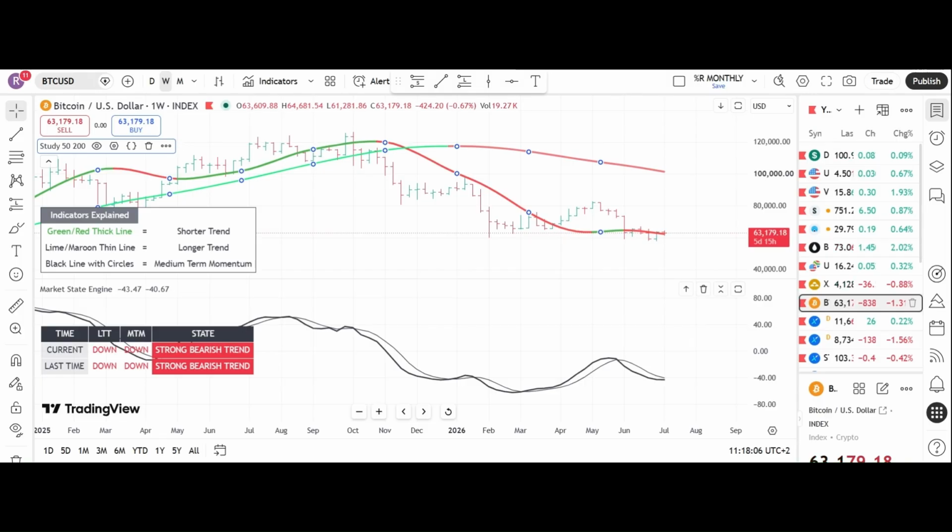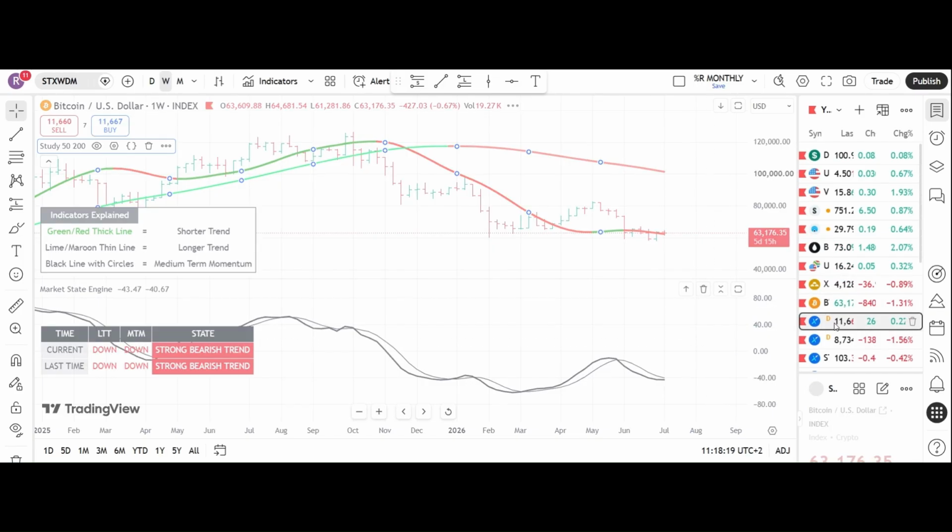As far as Bitcoin is concerned, we're still in a strong bearish trend, even though, like gold, the downward momentum is slightly less strong.